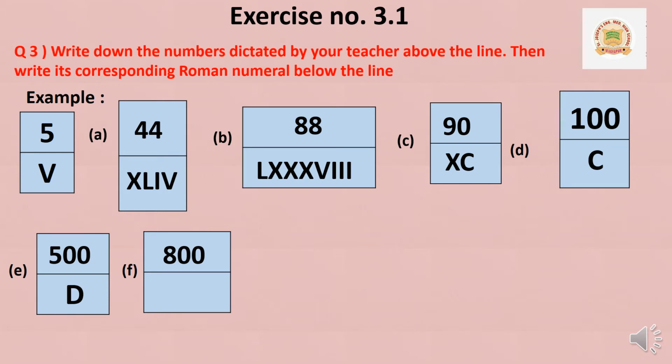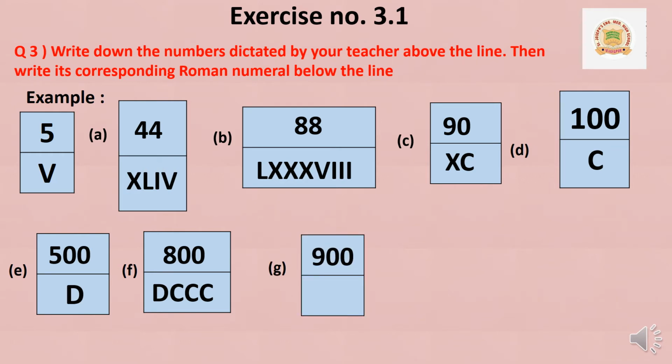Now 800. How to write 800? D we know is 500. C is 100. If you write DC, it will become 600. Again, if you include one more C, it will become 700. And one more C, because we can add up to 3 alphabets to the number. So what do we have to write? DCCC. That is 500, 600, 700, 800.